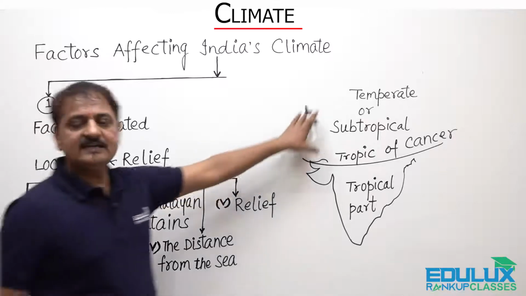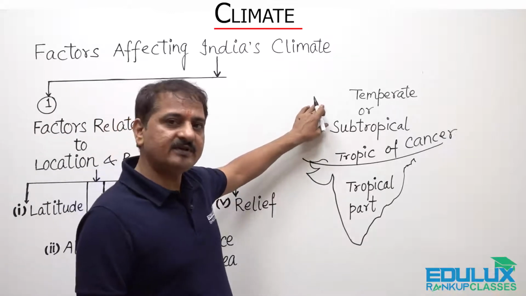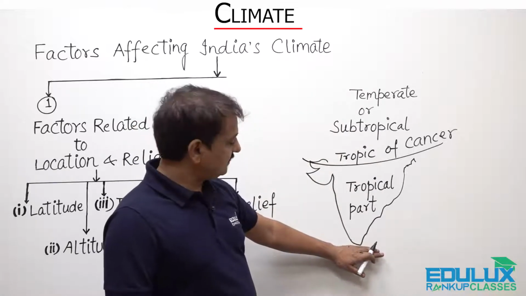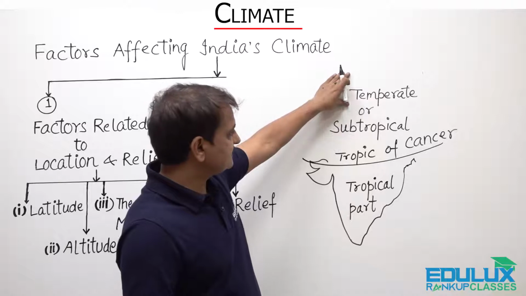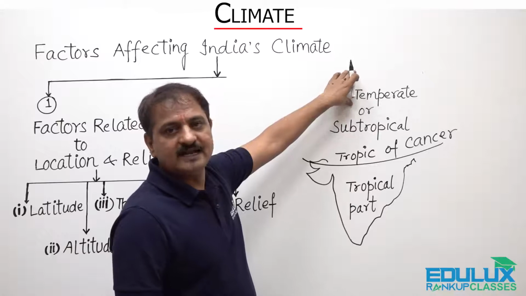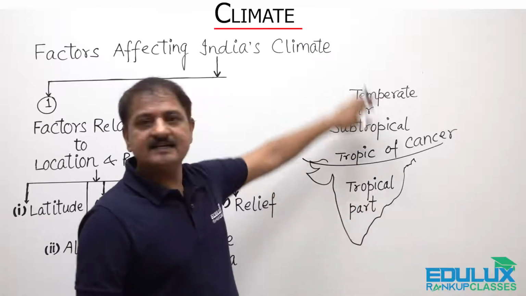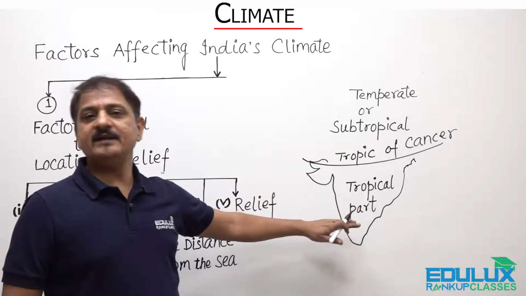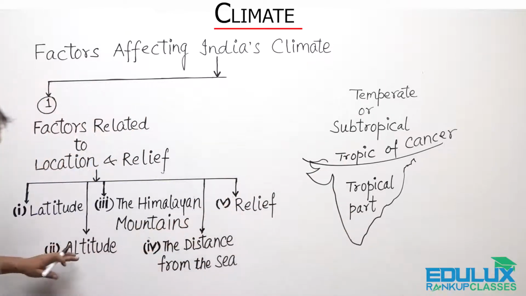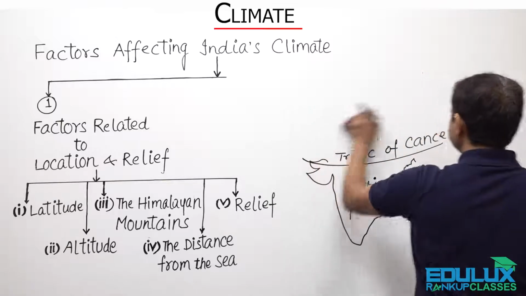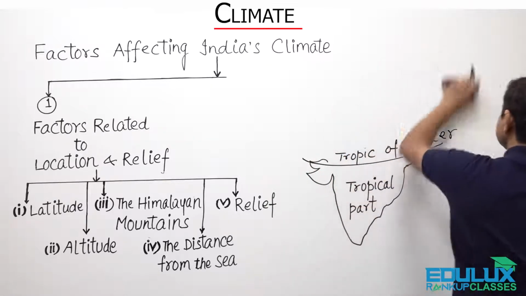And you know what the latitudinal extent of India is? In the first chapter we already went through it: 8 degrees 4 minutes north of the equator to 36 degrees 7 minutes north latitude. This vast latitudinal extent of India gives it tropical and subtropical climatic conditions. Now move to the second point, that is altitude. You know, children, altitude means height from the sea.